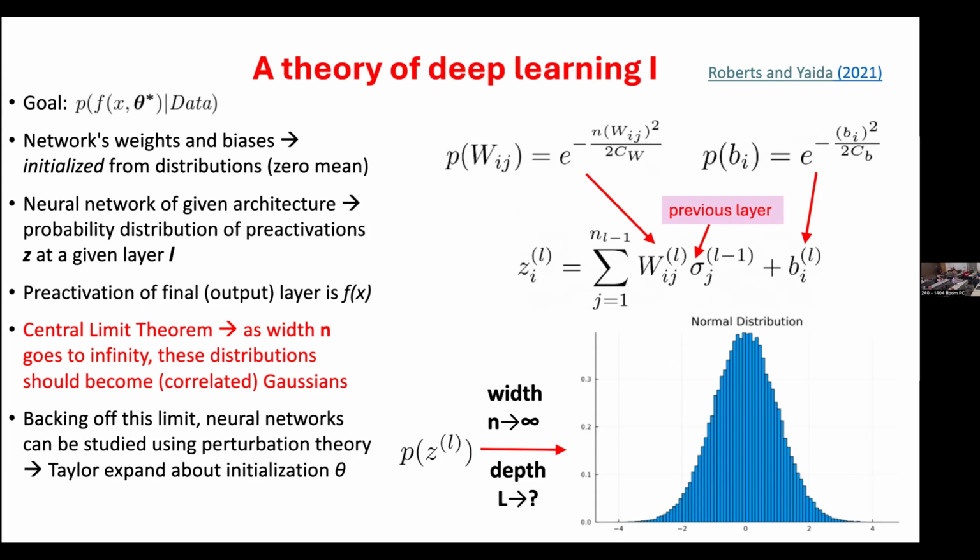And more interestingly, if we back off this limit where we just have a large but finite network, we can start to look at these things as nearly Gaussian distributions that we can study as perturbations about a Gaussian. And then this kind of leads to an approach where if we want to look at our solutions here, we can kind of view them as a Taylor expansion about our initialization parameters.